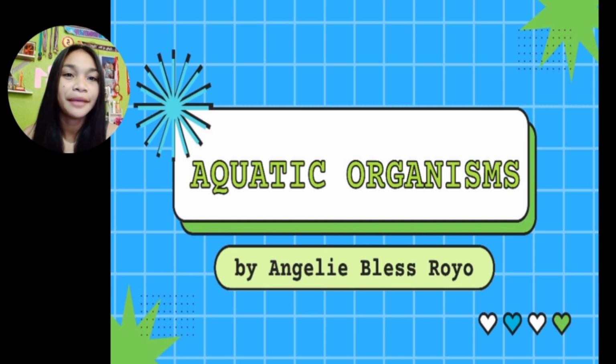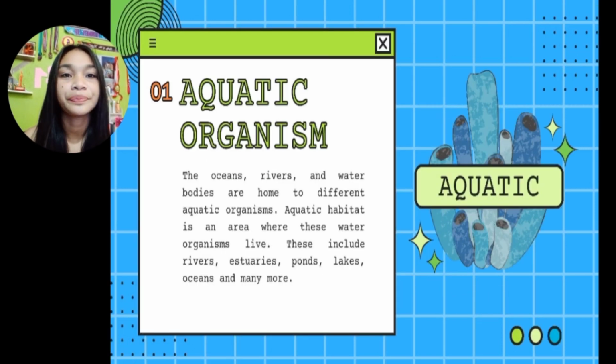So, aquatic organisms. In the oceans, rivers, and water bodies, we can see different types of organisms that make their home there. Aquatic organisms refer to plants or animals that spend their life cycle in an aquatic ecosystem or water habitat. An aquatic habitat is an area where these organisms live.